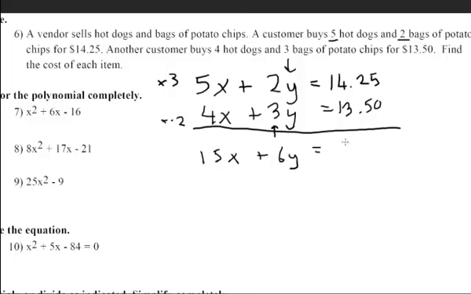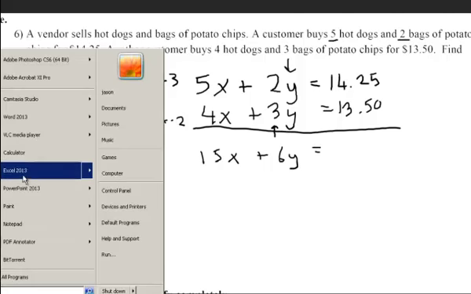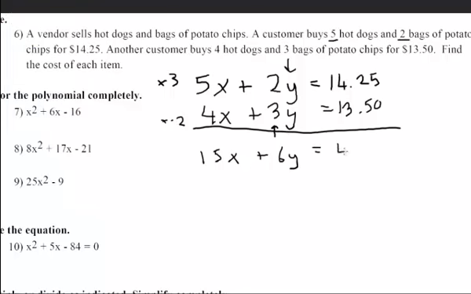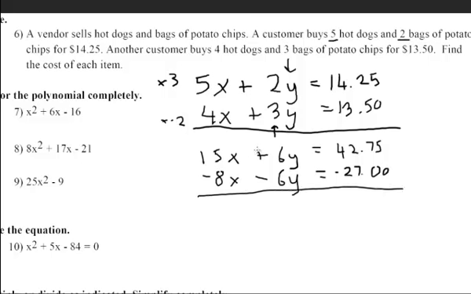Oh dear, what's 3 times 14.25? Doing my calculator. Right, 3 times 14.25 equals 42.75. Right, that's that. And then negative 2 times the second one, that's going to give me negative 8x. Here's the negative 6y I was looking for to get rid of it. Now, what's 2 times 13.50? Negative, of course. Negative, was that 27? Okay, negative 27. So when I add these, that's why I did it.